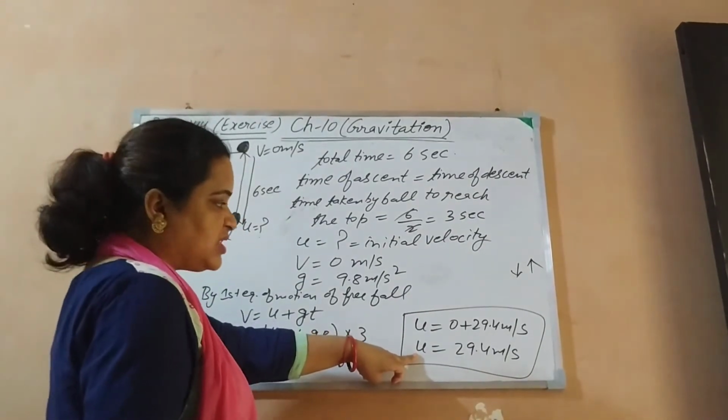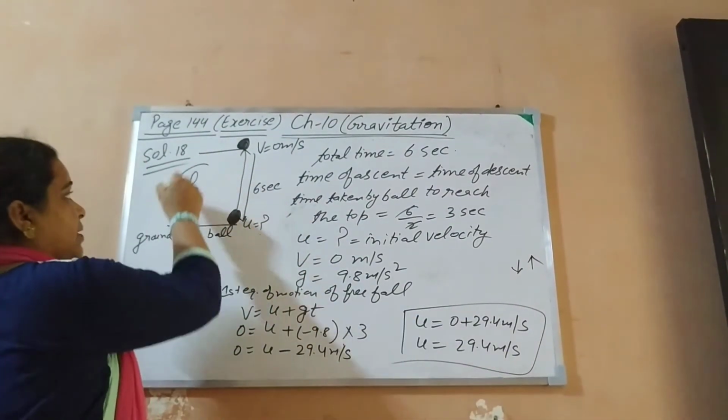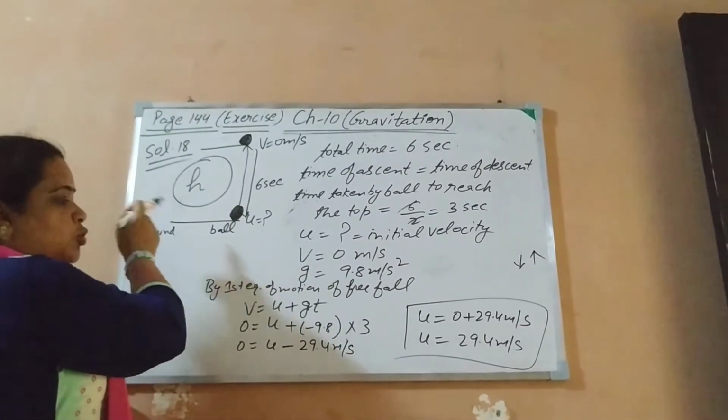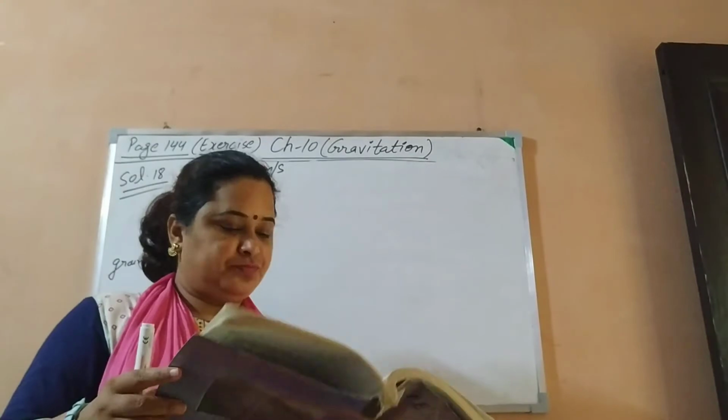This means the thrower has thrown the ball with this initial velocity. And when he is throwing this ball with this velocity, what is the maximum height attained by it? That is our second part. So let's solve that second part now.